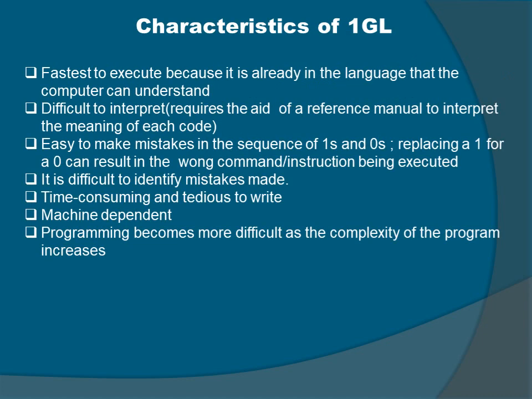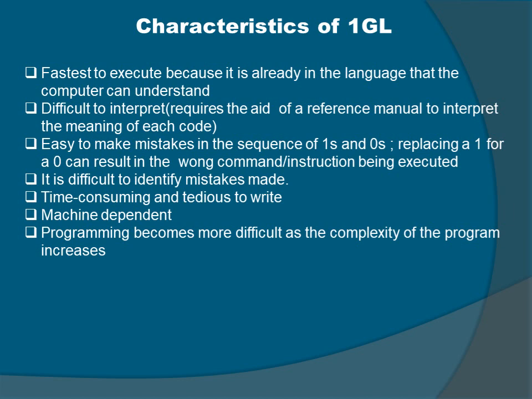Now we see some characteristics of first generation language. The first one is that it is fastest to execute because it is already in the language that the computer can understand. Okay, machine level. It is the machine language, that is, the language of the computer. So when two people whose mother tongue is English communicate, they can easily communicate. But with two people having two different mother tongues, it is very difficult to understand that particular language easily. That is the fastest. Same way, it is the fastest.